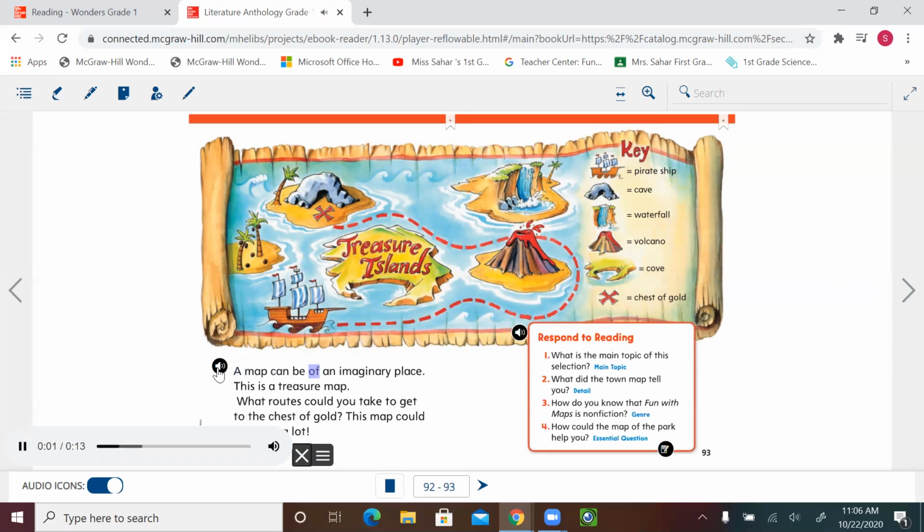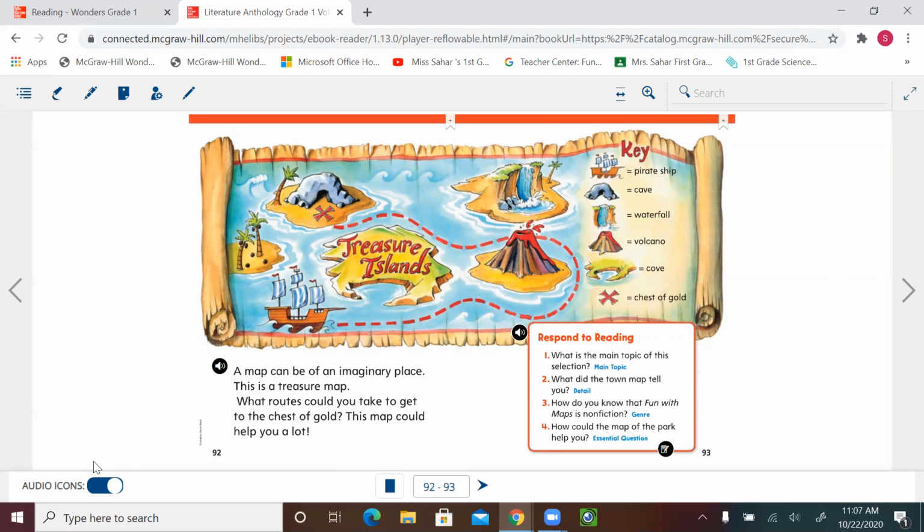A map can be of an imaginary place. This is a treasure map. What routes could you take to get to the chest of gold? This map could help you a lot. All right. So this is a fun map or imaginary map, or you can call it anything. And you can build your own or a fantasy map or a fantasy island. So you can have fun with your friend, you draw a map and you play like treasure hunts or have fun and draw whatever you like most, the cartoon characters, we have stuff like that.